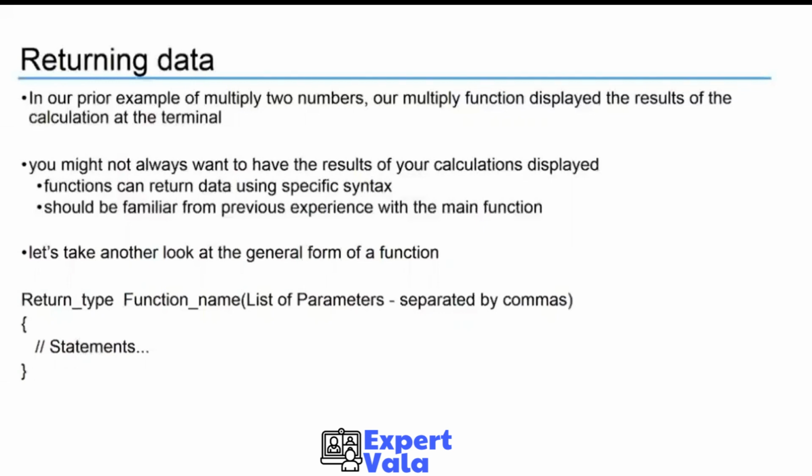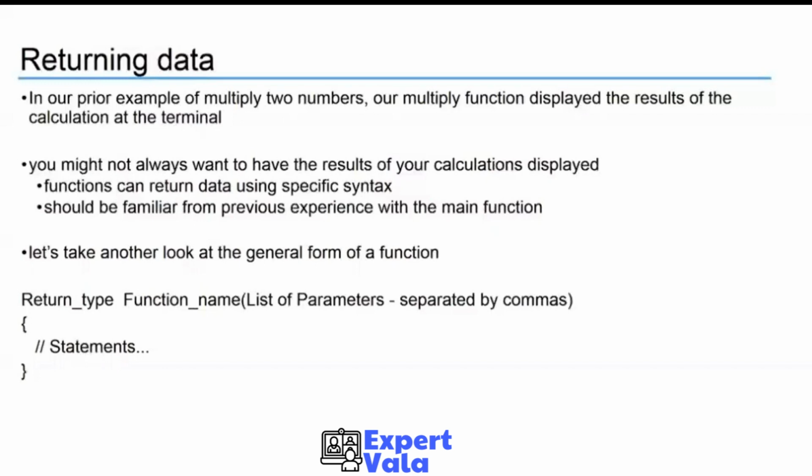Let's take another look at the general form of a function. Remember this function header. We had a return type, which was the first word defined, and then we had the name, and then we had the parameters separated by commas inside parentheses. We already know the name and the parameters. The first thing is the return type. The return type specifies the data type of the value returned by the function.